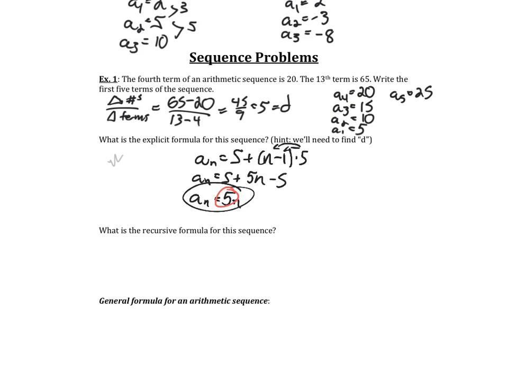Recursive formula might be a little easier to come up with. We know that to find any number in a recursive sequence, take the term before it, and then add the d value. What's the d value? 5. And then just to get going, you have to give, as part of your formula, one number. We know the first term in the sequence is 5. So that could be an example of my recursive formula. A sub n equals a sub n minus 1 plus 5. And the first term is equal to 5.